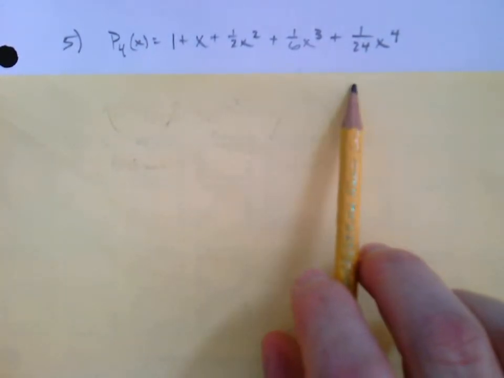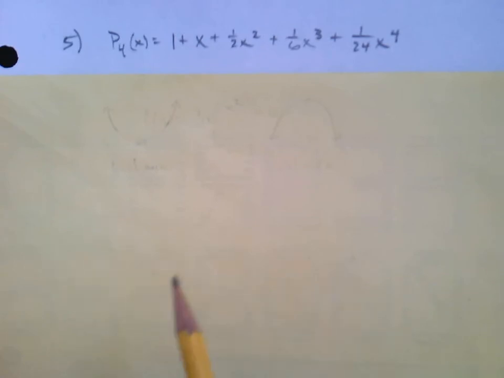So we've come to number 5, the 4th degree polynomial that would continue that pattern. So number 6, could we take this to the nth degree?